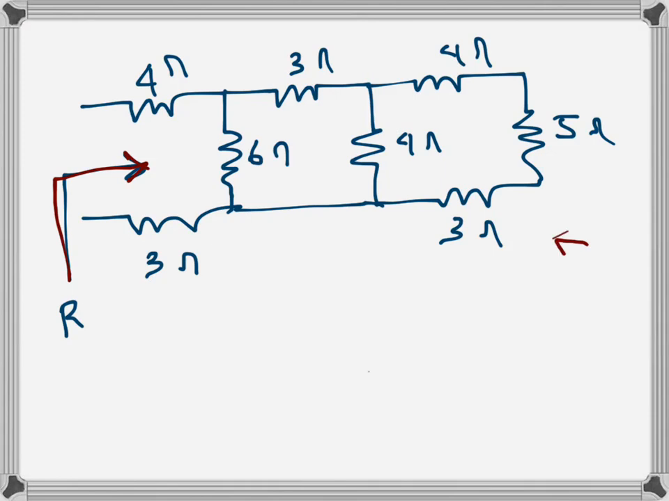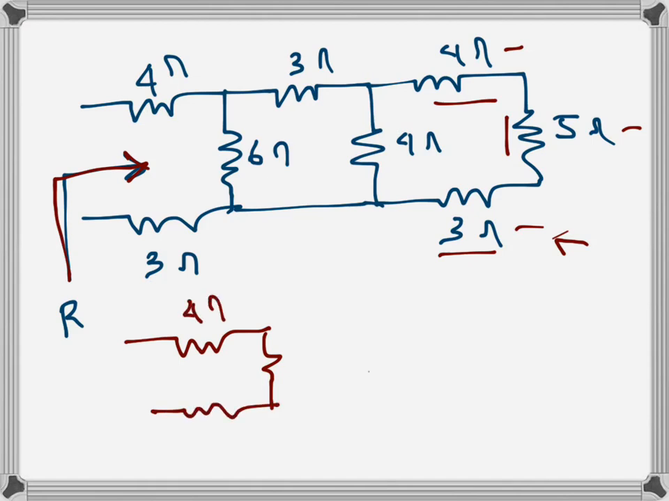We can see by looking at it at first glance that these three resistances, the 4 ohms, 5 ohms and 3 ohms, are in series. So the equivalent of these three will be the sum of 4, 5 and 3. So what we will do is draw the rest as they are. That's 4 ohms here, 6 ohms here and 3 ohms there, then 3 ohms and 4 ohms.